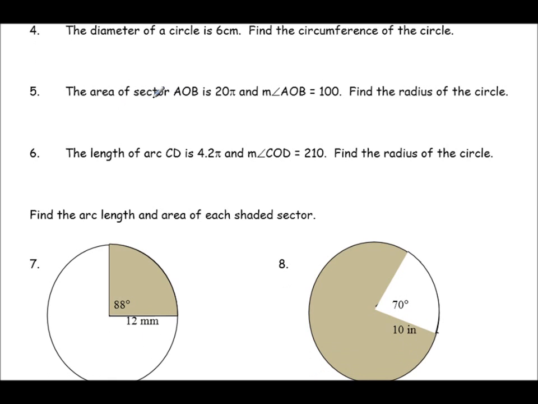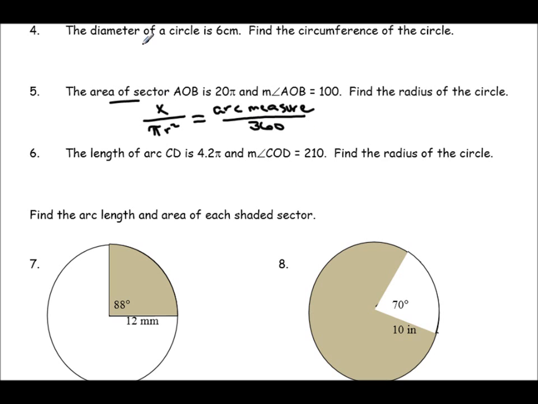Okay, number 5, the area of a sector AOB is 20 pi, and the measure of angle AOB is 100. We're going to find the radius of the circle, so we're going to work backwards here. Area of a sector. Remember that x over pi r squared equals the arc measure over 360.